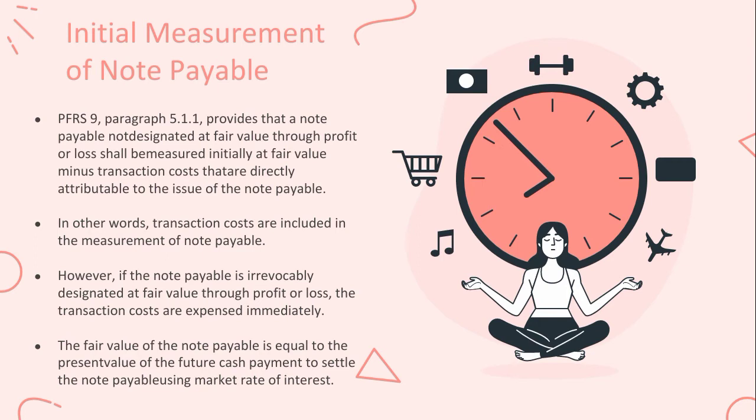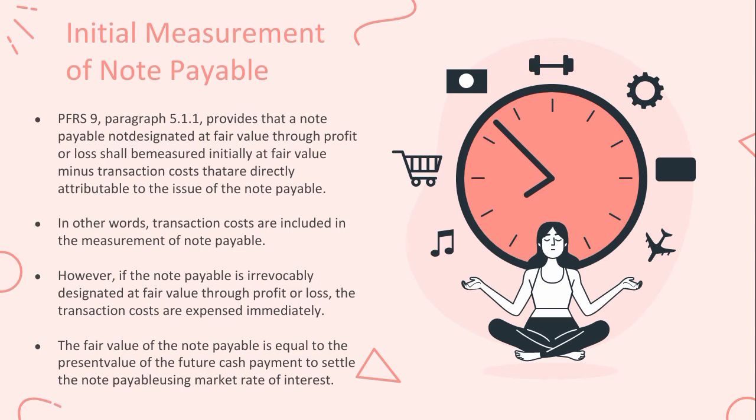Because in the fair value minus transaction cost, the transaction costs, which are directly attributable to the issue of the note payable, are deducted from the fair value. So it is part of our measurement of the note payable. However, if the note payable is irrevocably designated at fair value through profit or loss, as stated in the problem, the transaction costs are expensed immediately. The transaction costs are no longer part of the measurement of note payable.